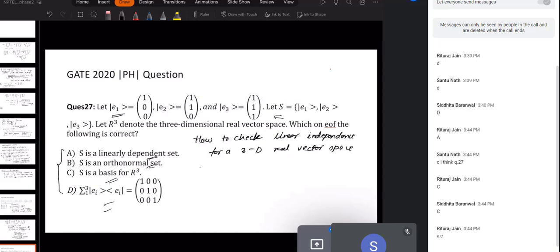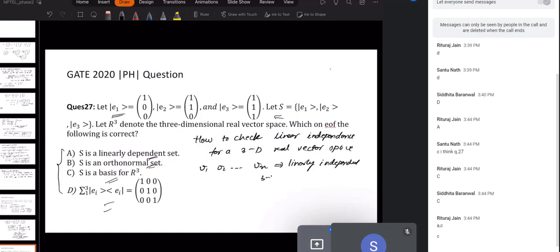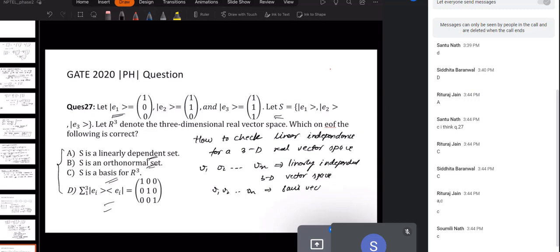So I already told that if v1, v2 up to vn are linearly independent, then they belong to some n-dimensional vector space. And v1, v2, up to vn are called the basis vectors, because any other vector belonging to this vector space can be expressed as a linear combination of these vectors. And n is nothing but the dimension.